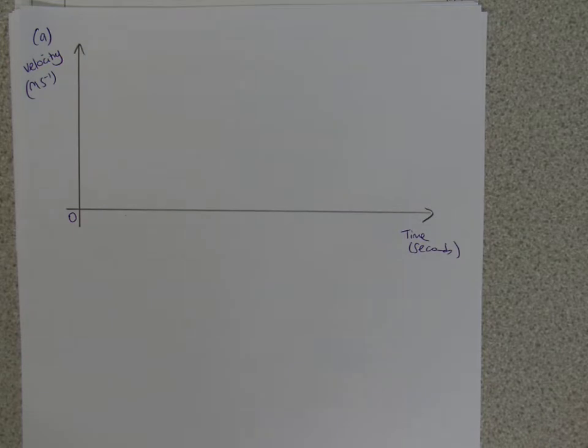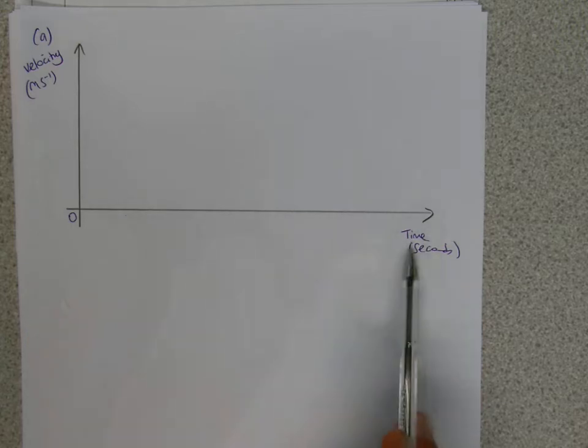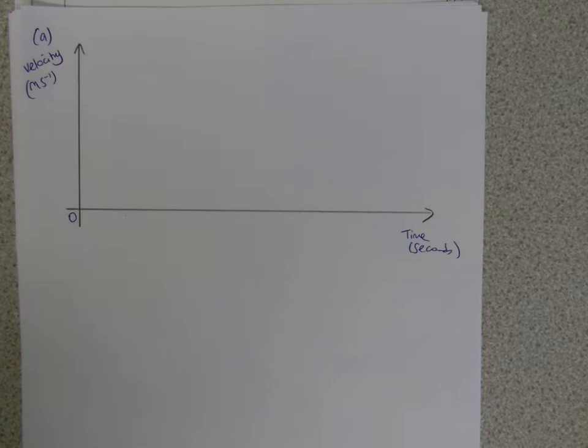Okay, so in this question here, we're asked to sketch a velocity time graph, and you can see I've already got my axes drawn, right? With O there, and of course you've got your axes labelled, velocity, with the units, and time there with the correct units as well. And we're interested in the journey of this vehicle between A and B.